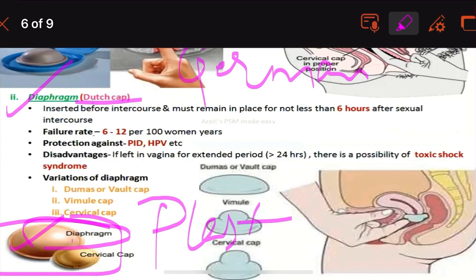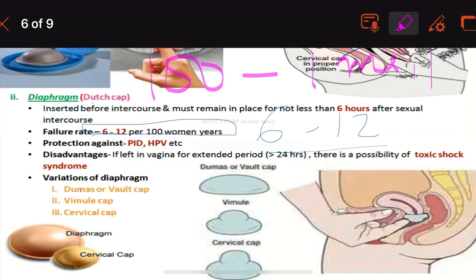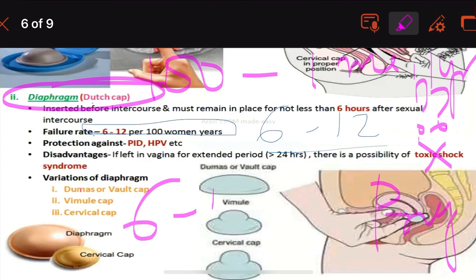So we see that for this diaphragm, the failure rate is 6 to 12 per 100 women years. Again, let us see what is 100 women years. By now you are very familiar. 100 couples practicing one method of contraception for a period of 1 year. In them, how many women is the contraception failing and the pregnancy occurring? In the case of the diaphragm, in 6 to 12 women out of these 100 women, the failure rate is seen. In 6 to 12 women, the pregnancy occurs.